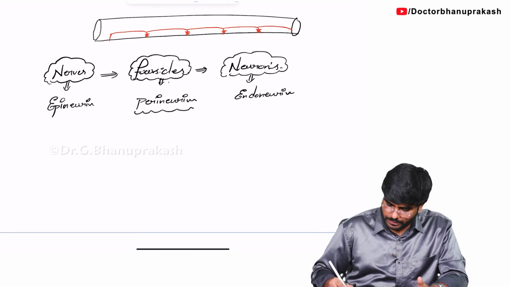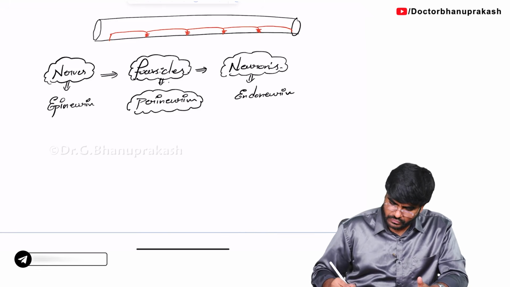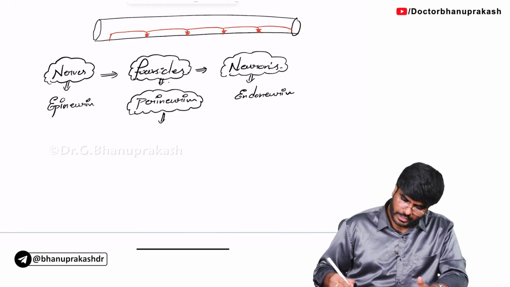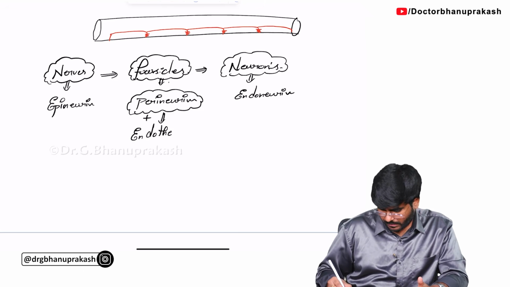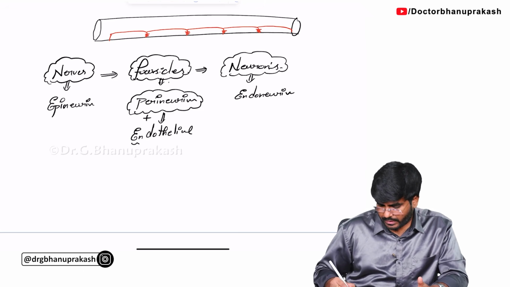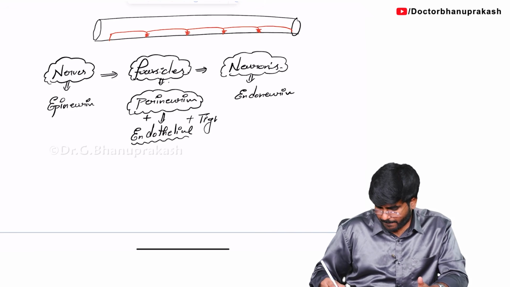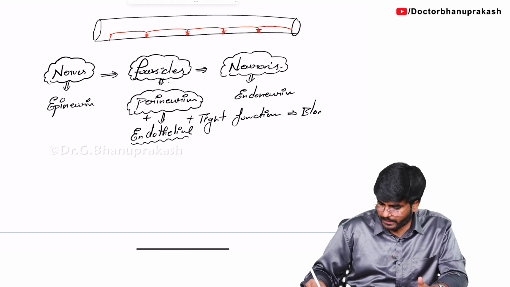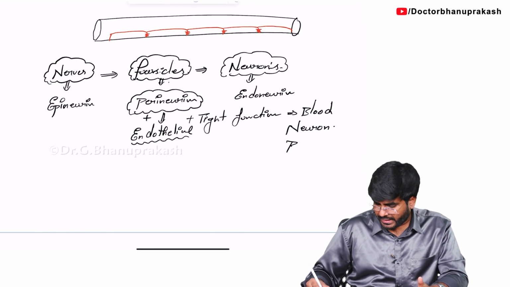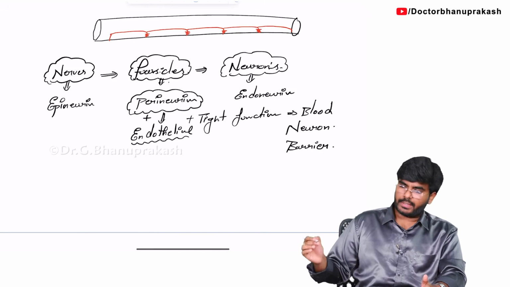Out of all, the perineurium is the one which forms, along with the endothelial cells with the tight junctions, the blood neuron barrier. Forming the blood neuron barrier.